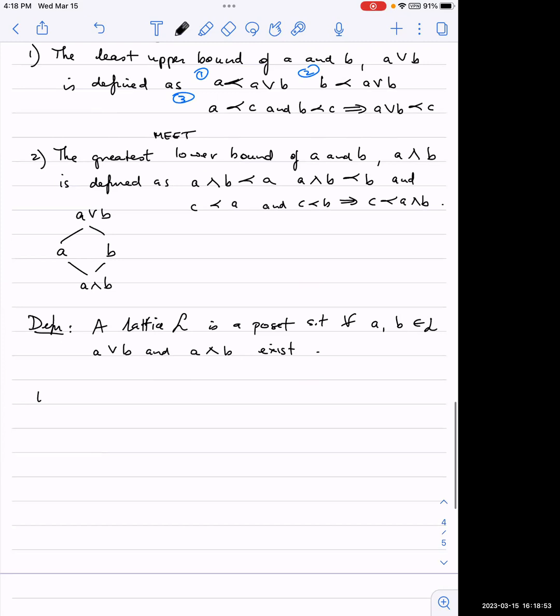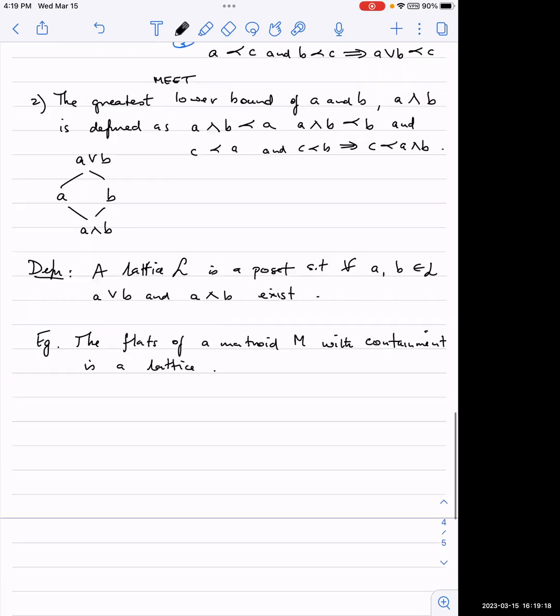So the example that we're interested in is the flats of a matroid M, defined as earlier, with containment, that's a subset relation, is a lattice. And we'll call this lattice LM, right?